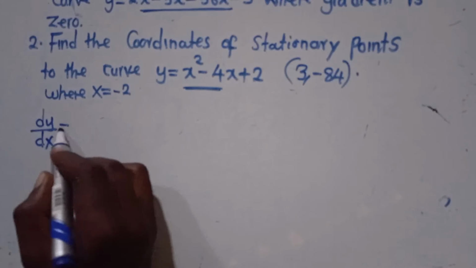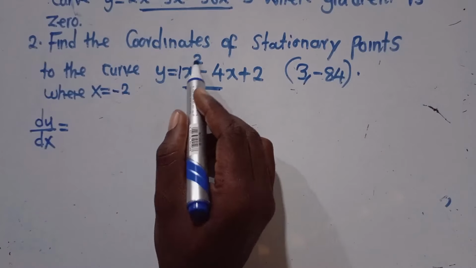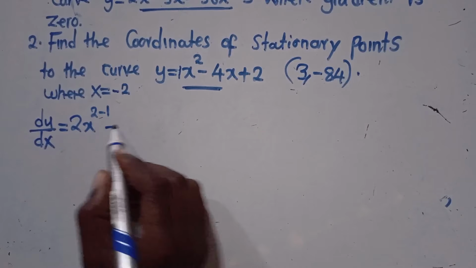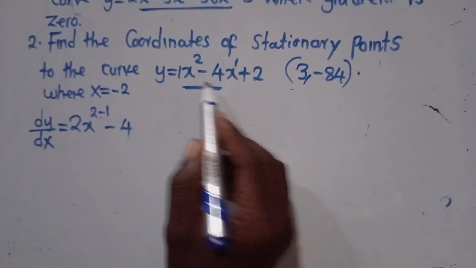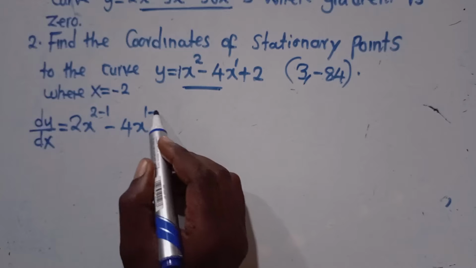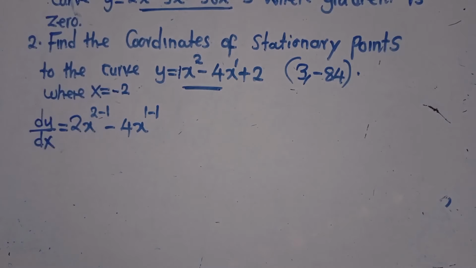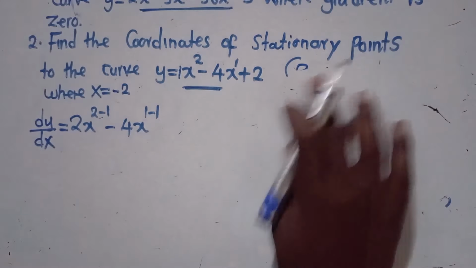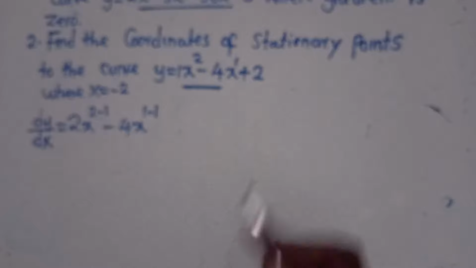What was your answer? So when you differentiate, this is 1. 2 times 1, it is 2. x^2 minus 1, that is 4. 1 times 4, 4x^(1 minus 1). You are going to get something like that. So meaning that you cannot differentiate this. Someone can be confused.